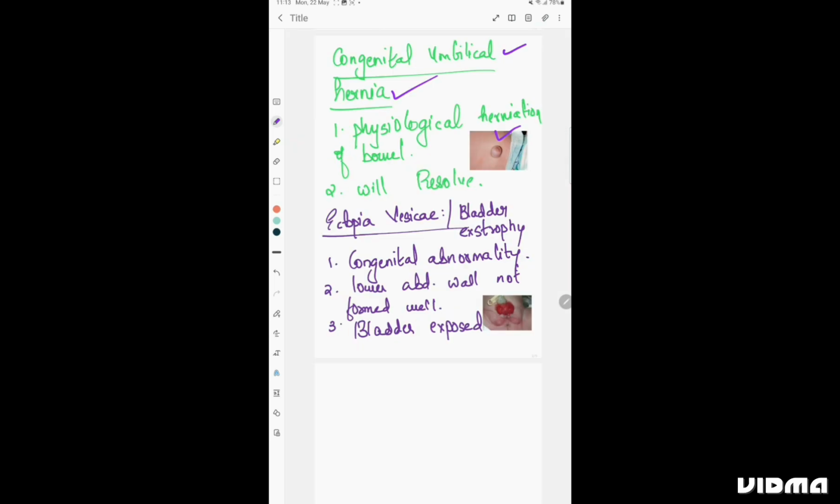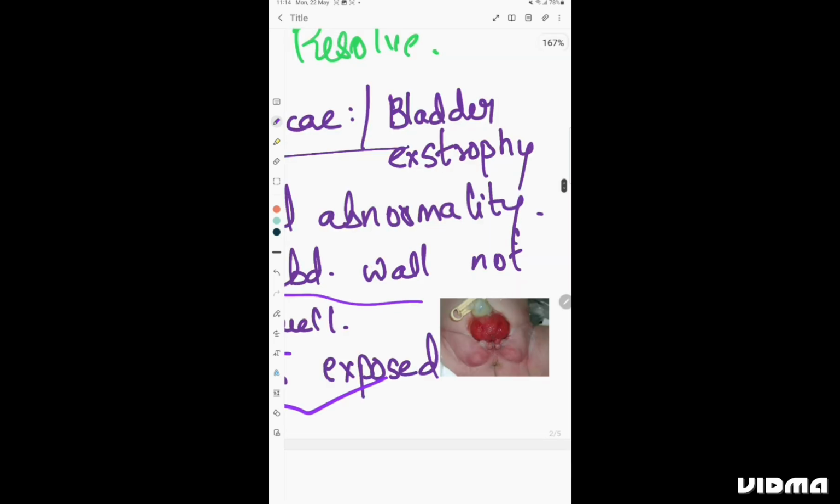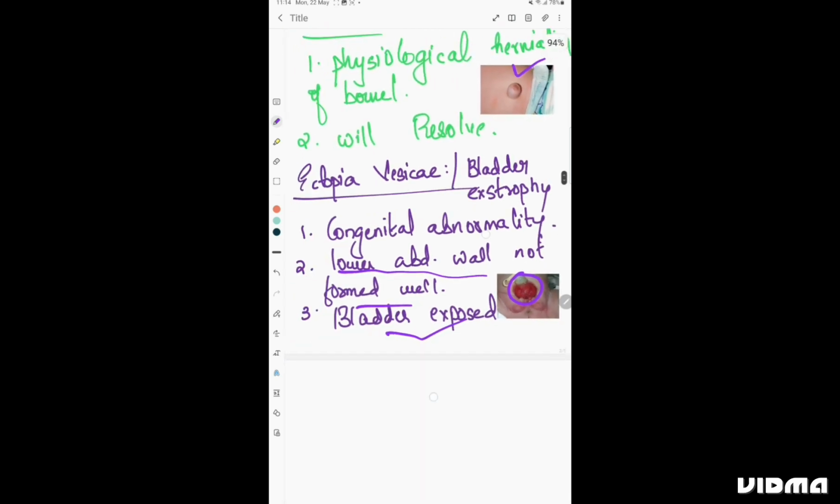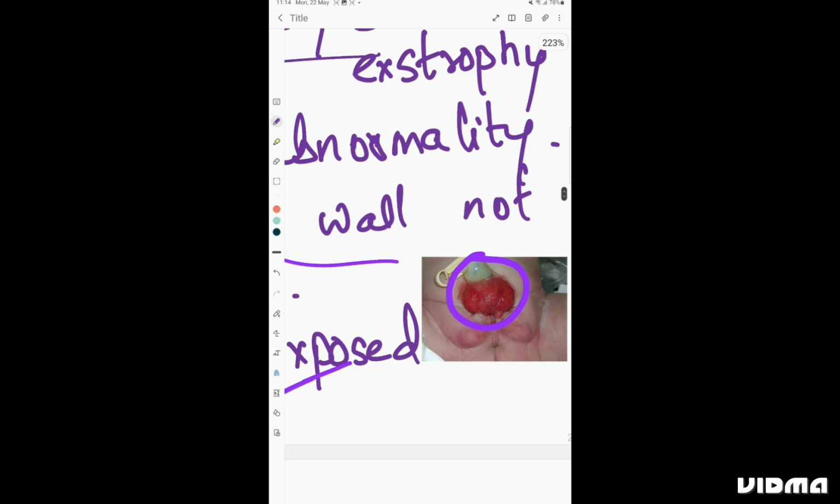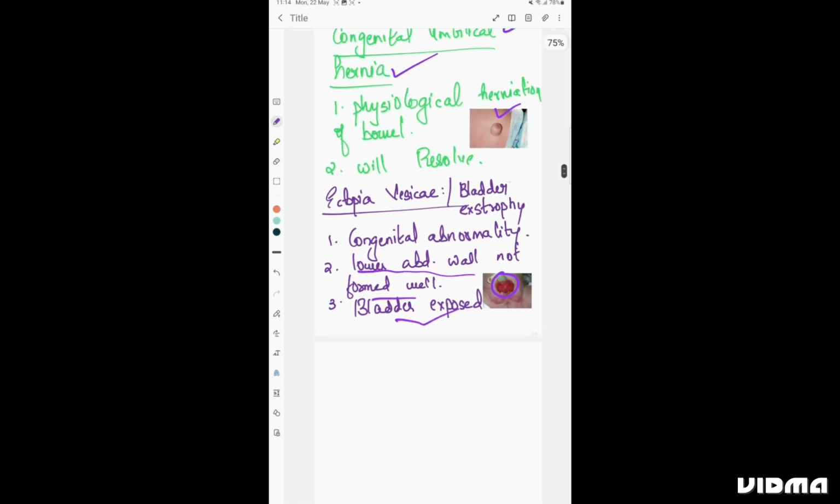Next is ectopia vesicae or bladder exstrophy, which means there is a congenital abnormality. And what is the abnormality? The bladder is exposed. The bladder will come out of the abdominal wall because the lower abdominal wall is not formed well. Okay, this is a picture where you can see there is a defect in the abdominal wall, and the bladder has come out. So what do you call this defect? Bladder exstrophy or ectopia vesicae. Ectopia means not in the correct position. Vesicae means bladder. Okay, so this is your ectopia vesicae.